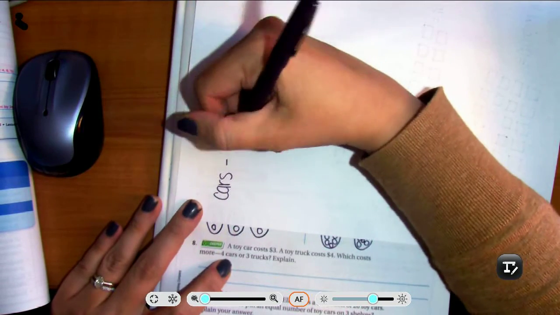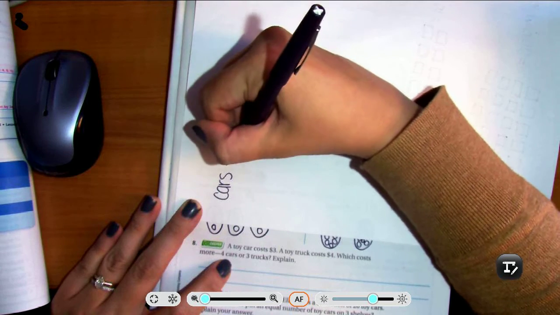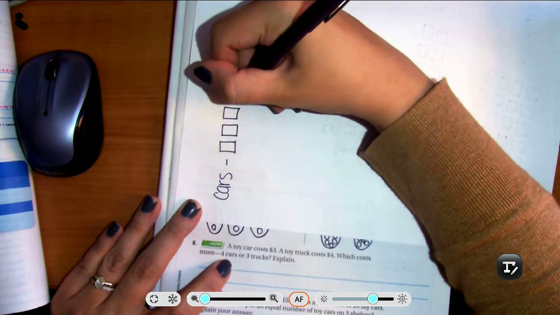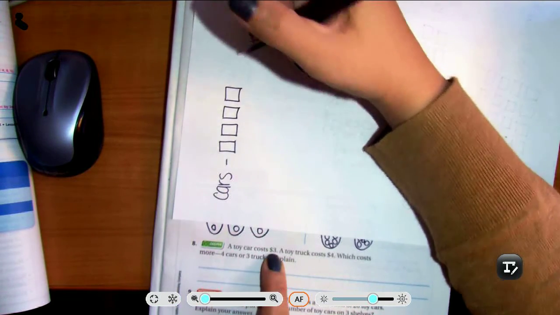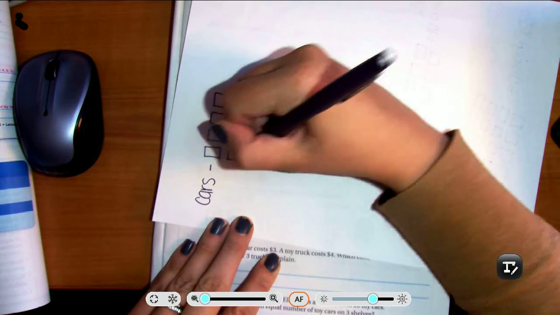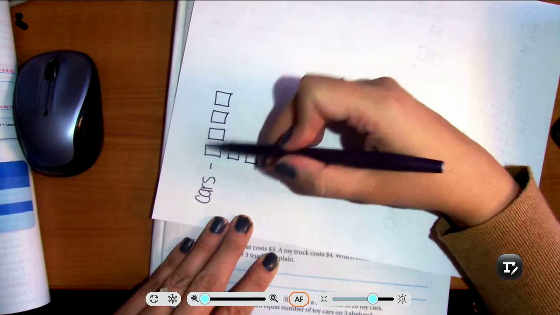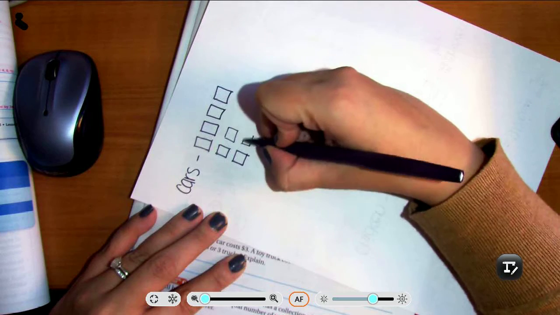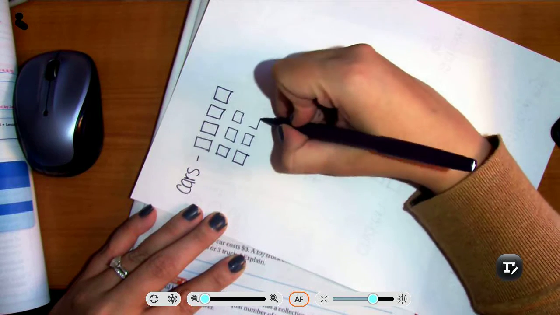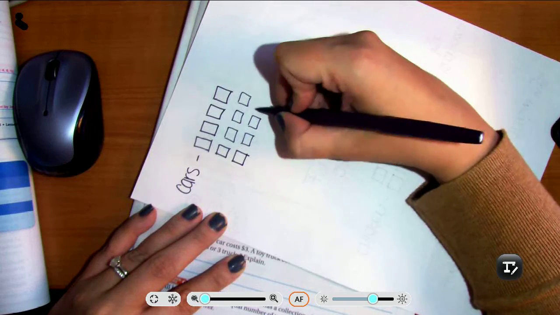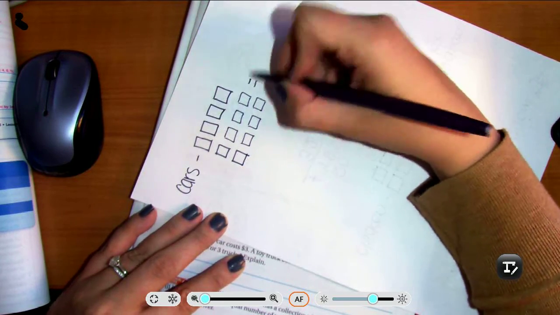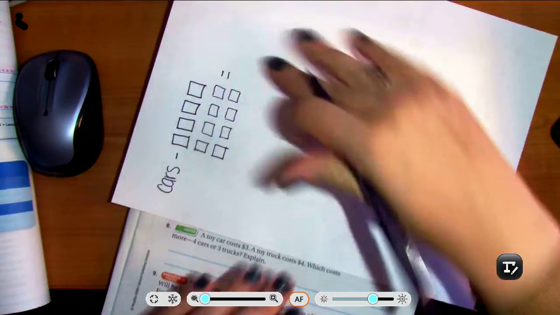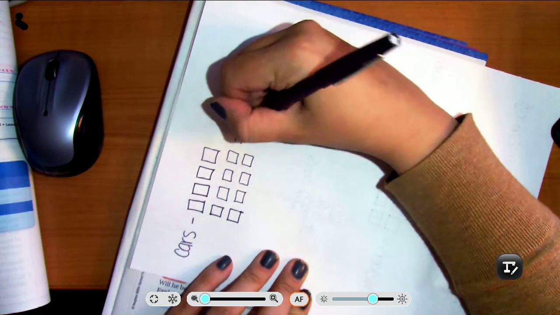I have 4 cars, so I'm going to draw 4 straight across. And how much do they cost? They cost $3. Okay, so this represents 4 cars, this represents $3. Now I have to continue to fill in my array. Okay, so I can skip count by 4. So 4, 8, 12. So 4 cars cost $12.